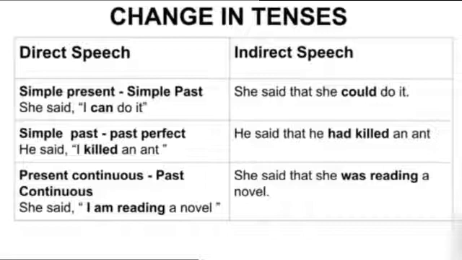Okay. The next one, present continuous changes to past continuous. Example, she said, "I am reading a novel." I am reading. So you can see it's present continuous. So present continuous changes into past continuous. She said that she was reading a novel. Am reading changes into was reading.